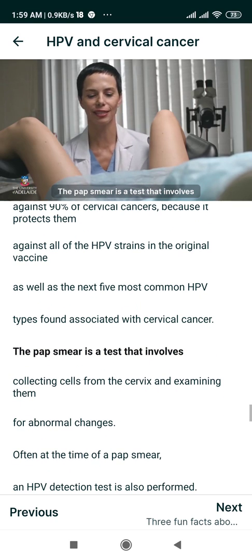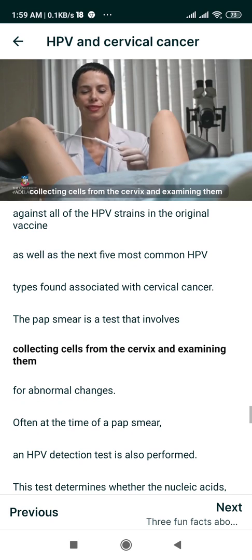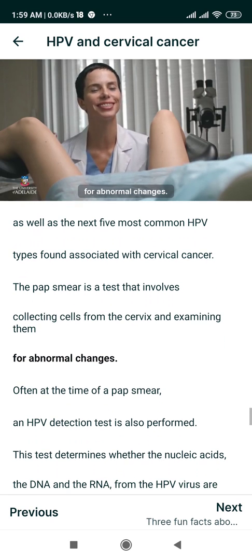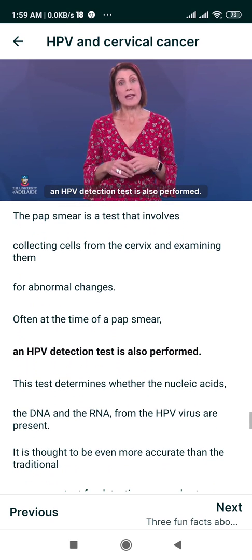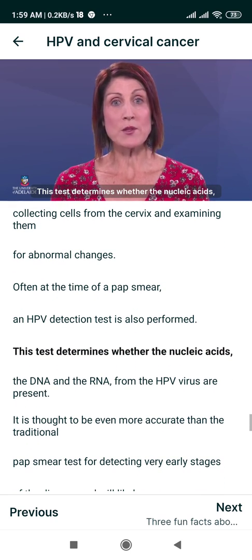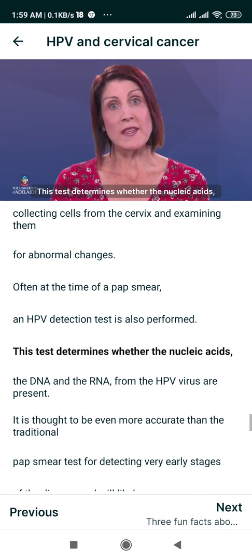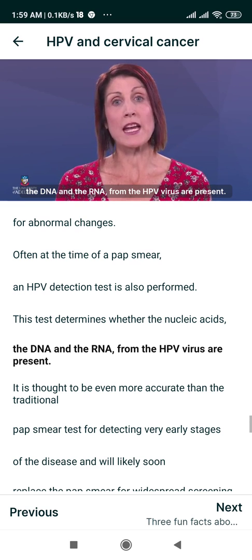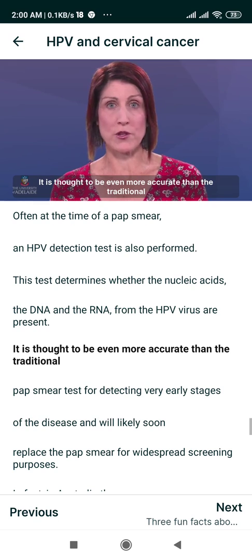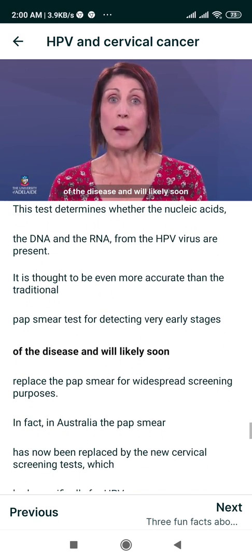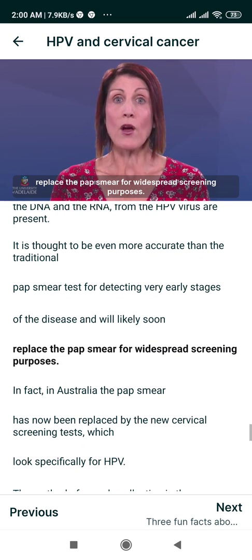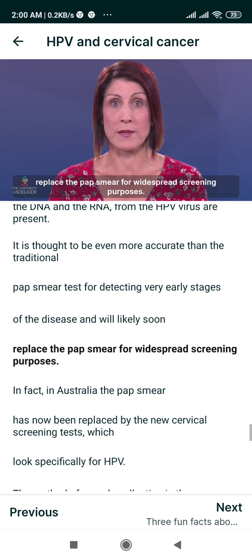The Pap smear is a test that involves collecting cells from the cervix and examining them for abnormal changes. Often at the time of a Pap smear, an HPV detection test is also performed. This test determines whether the nucleic acids, the DNA and the RNA from the HPV virus are present. It is thought to be even more accurate than the traditional Pap smear test for detecting very early stages of the disease, and will likely soon replace the Pap smear for widespread screening purposes.